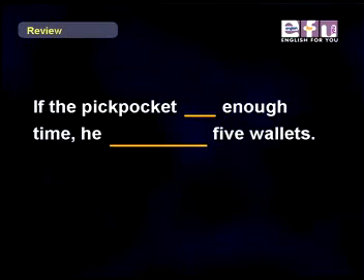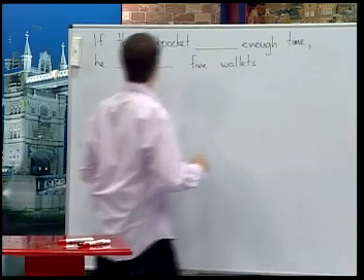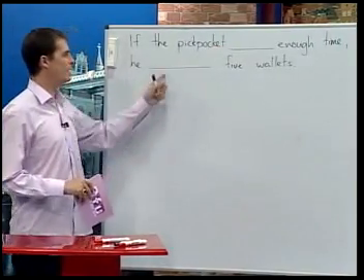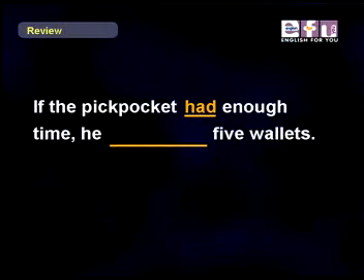Rosa, you can go first. If the pickpocket something enough time, comma, he something 5 wallets. What do you think? 2 verbs. That's difficult. If the pickpocket had enough time, he would steal 5 wallets. Good. If the pickpocket had enough time, he would steal 5 wallets.